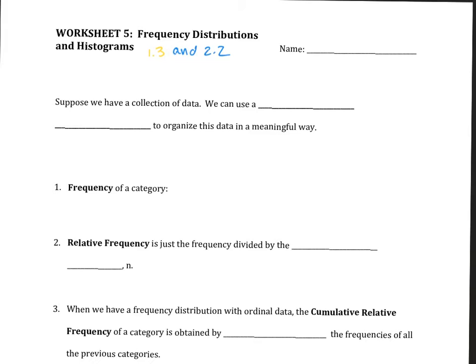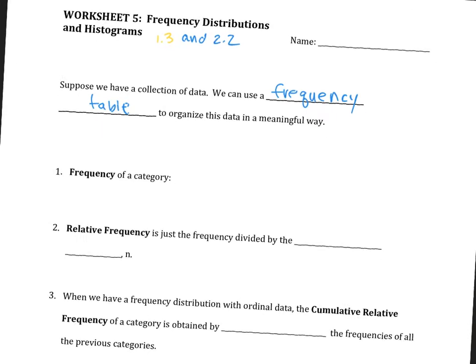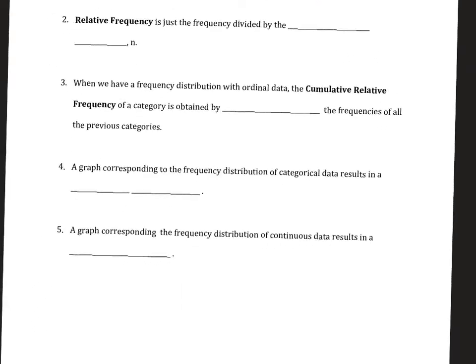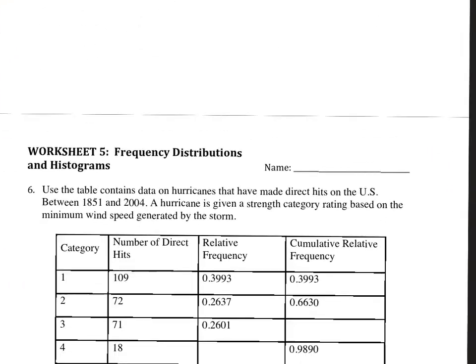So suppose you have a collection of data, you can use a frequency table to organize the data in a meaningful way. Because many times when you collect data, it's just a bunch of numbers or a bunch of elements. So we want to organize it in a certain way, so it's nice to look at and more meaningful. I think it's better that we look at the example first. So let's fast forward to number 6.